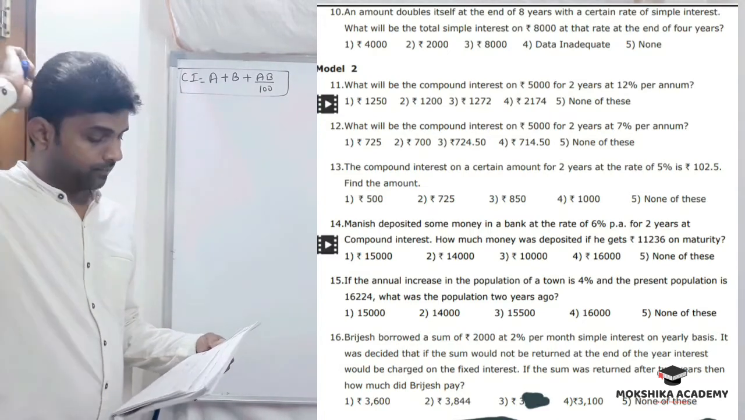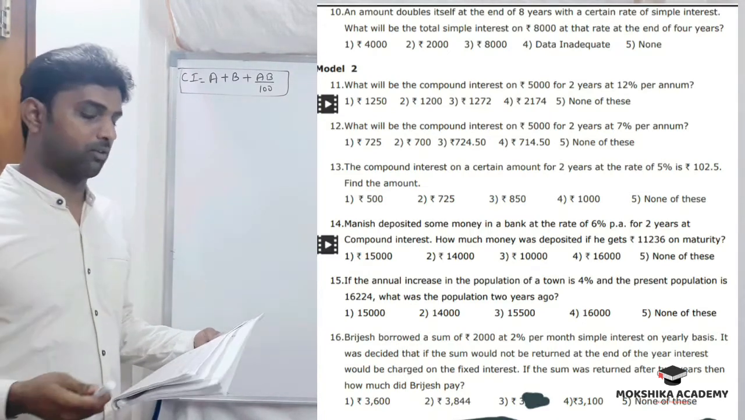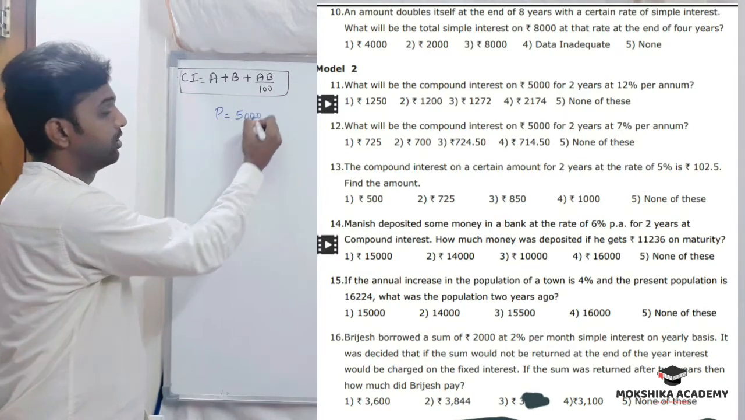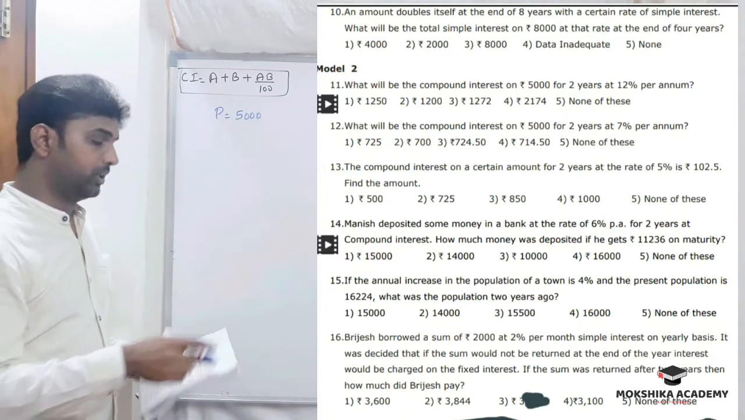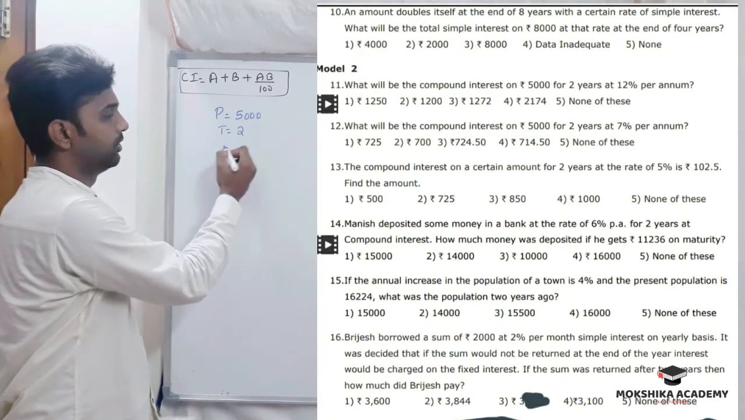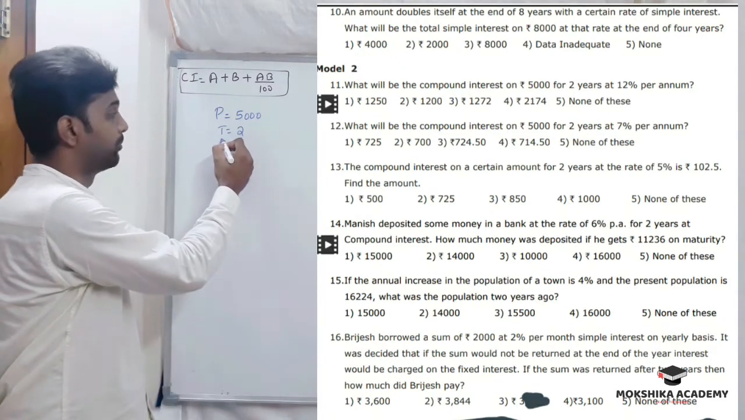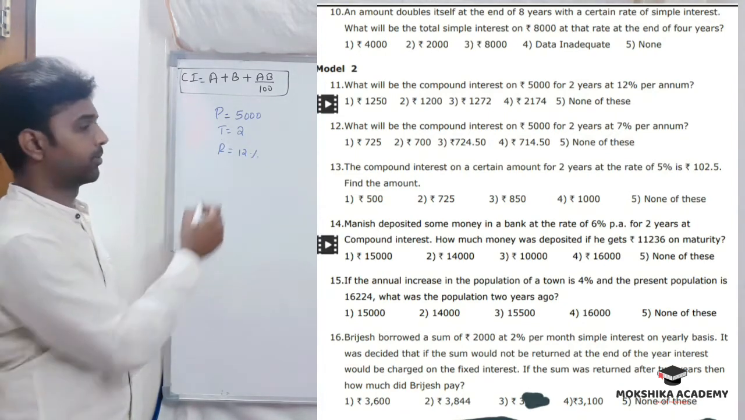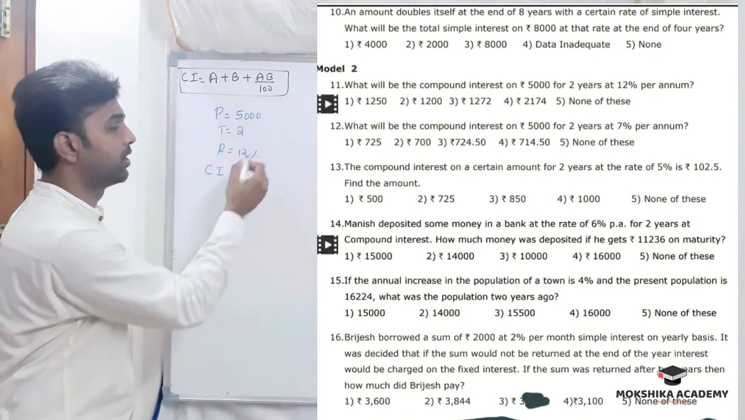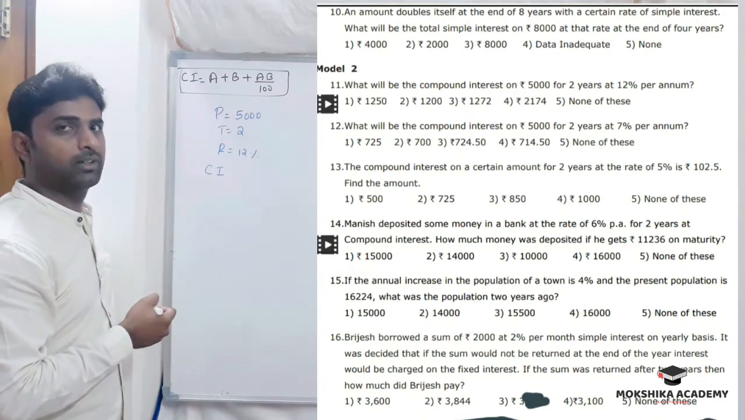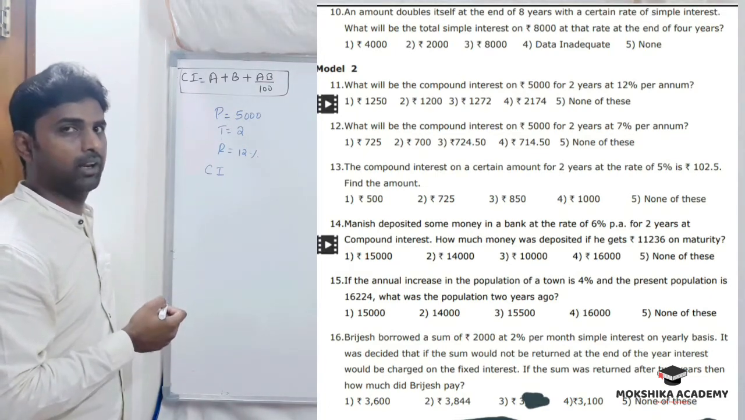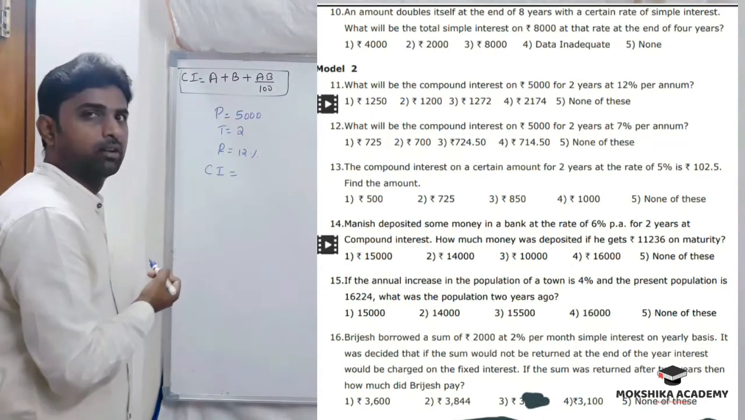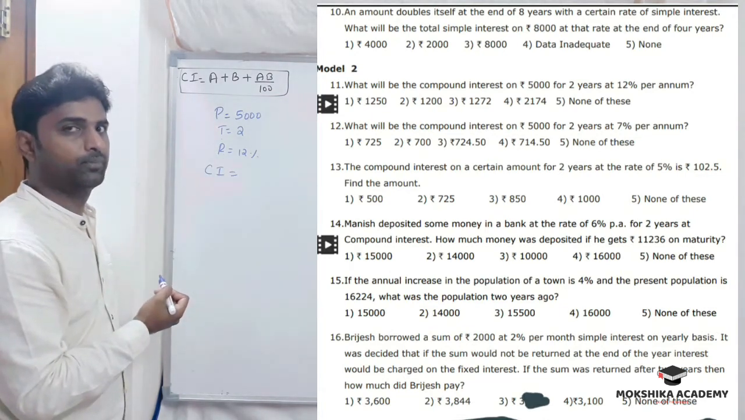Look at the first question, student. What will be the compound interest on rupees 5,000? Now principal is given, 5,000, for 2 years. Time is given, 2 years, and at the rate of 12%. Since this is a compound interest problem, you can't directly multiply with the time, 12 into 2. That's simple interest. You will use the effective percentage formula.